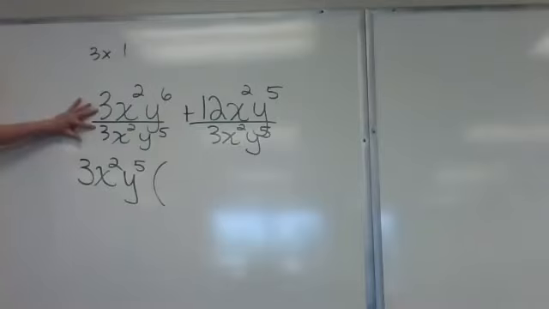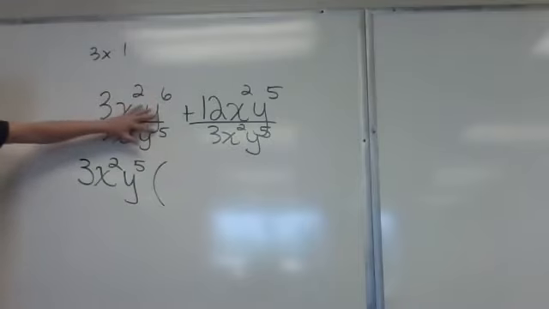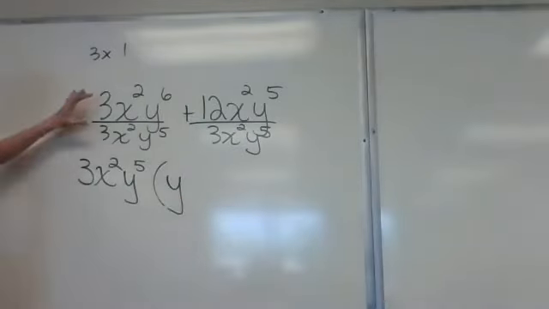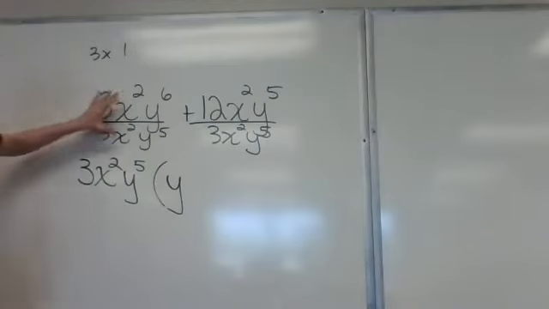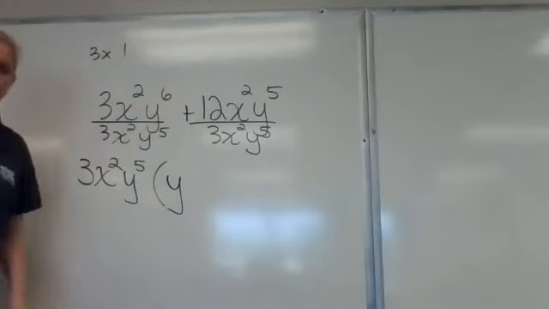So let's see. I pulled out the 3. I pulled out the x squared. I had y to the 6th, and I took out y to the 5th. So if I subtract those exponents, I'm just going to be left with a y. So again, I pulled out all the number, I pulled out all the x's, and I pulled out all except for one of those y's.